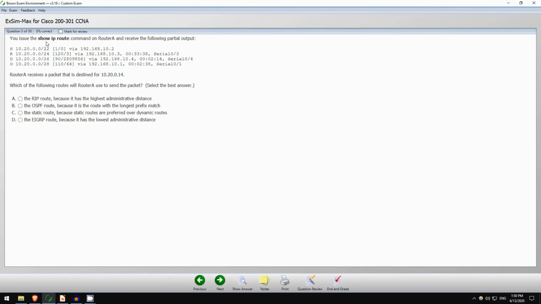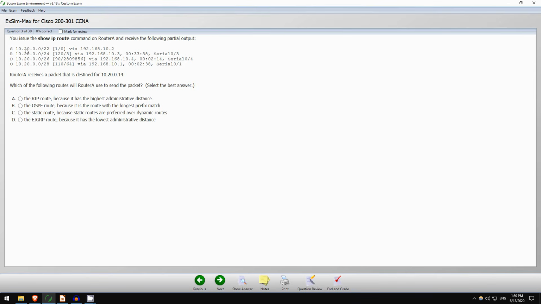You issue the show IP route command on router A and receive the following partial output. So we are shown 4 routes, S, R, D, O. S is a static route, R is learned via RIP, D is learned via EIGRP, that's right, it's D, not E, and O is OSPF.